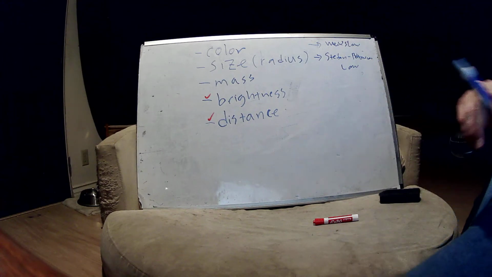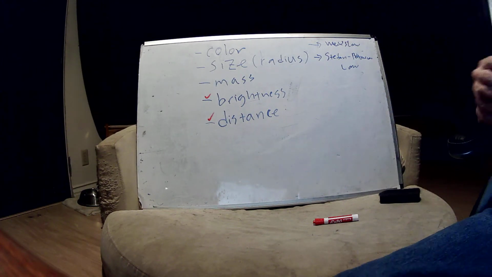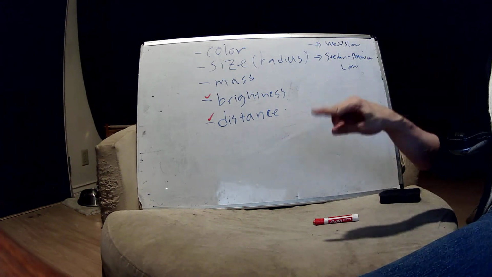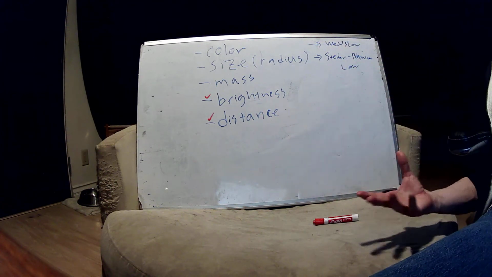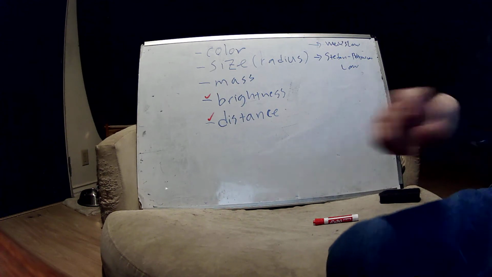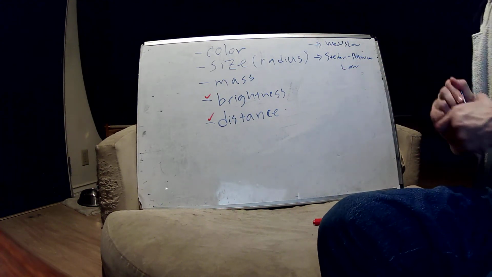Wien's displacement law, if you remember, just says that the hotter an object is, the bluer the peak color, the brightest color from that object is going to be. That's pretty straightforward, right?